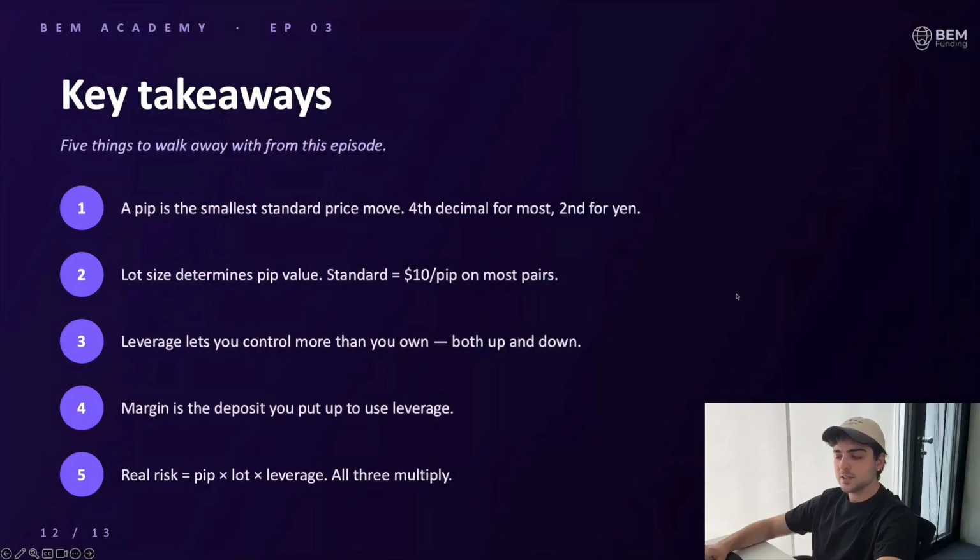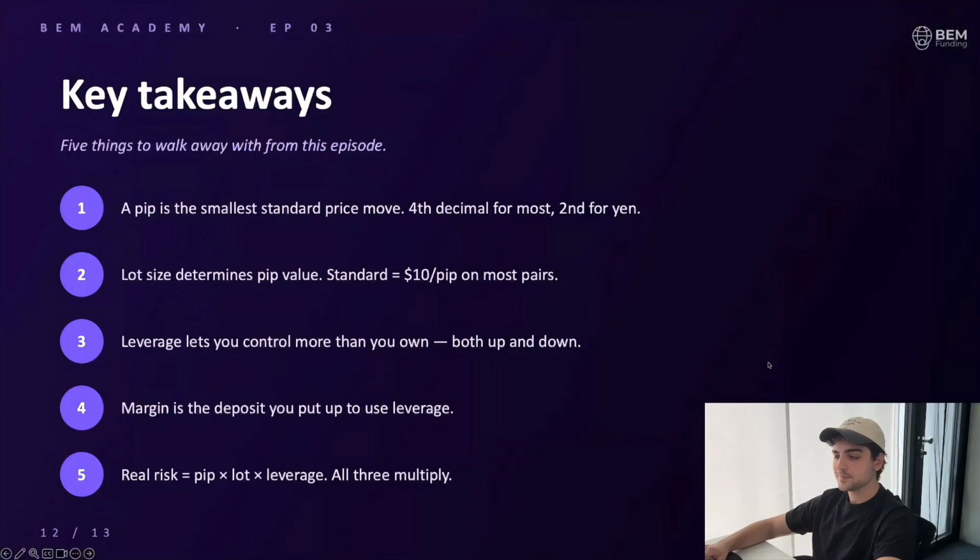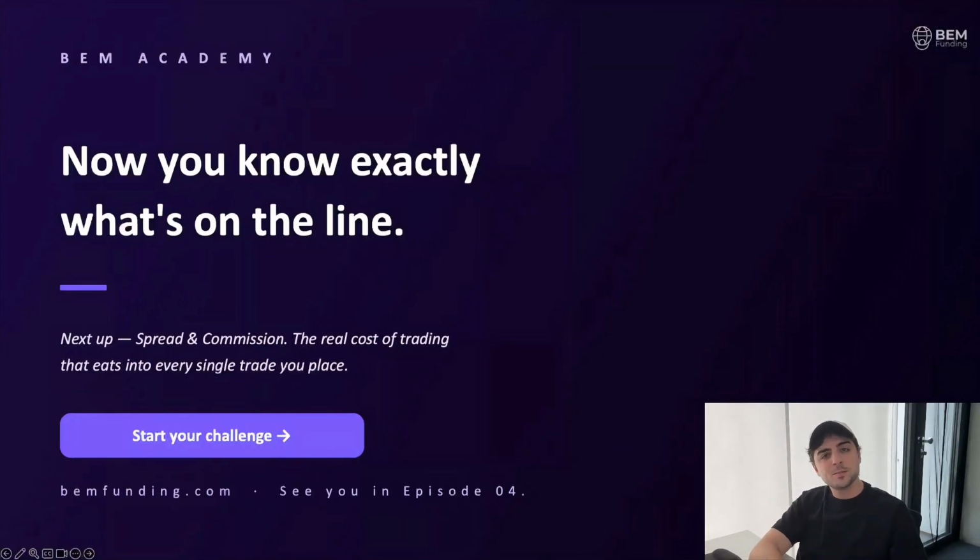3. Leverage lets you control more than you own, both up and down. 4. Margin is the deposit you put up to use leverage. And finally, 5. Your real risk per trade comes from pip times lot times leverage. All three multiply. You now speak the 3 most important words in trading: pips, lots, and leverage.